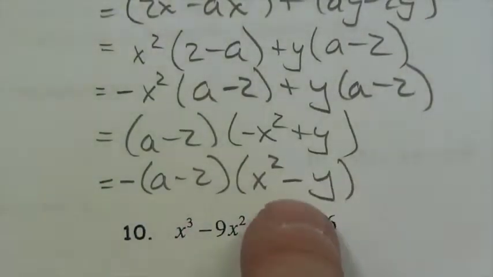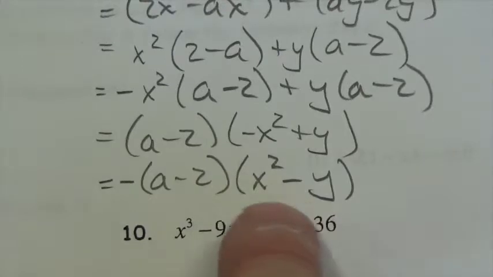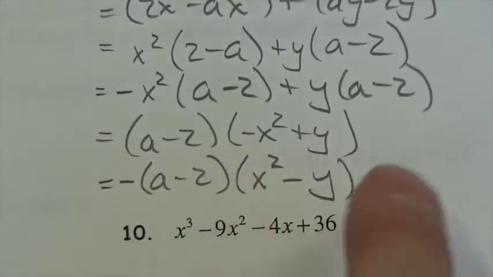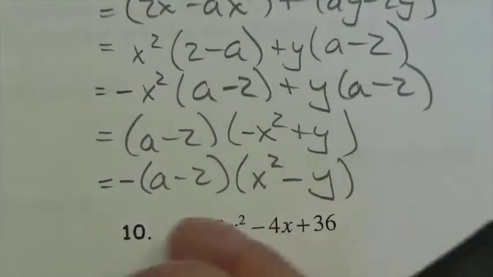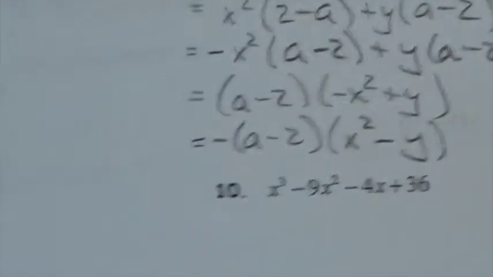Now at this point, I might even look at this and wonder, well, I wonder if I can factor this even further. That's starting to look like a difference of squares, but the y isn't being squared. So that's a dead end. I would stop right there. All right, a couple more.